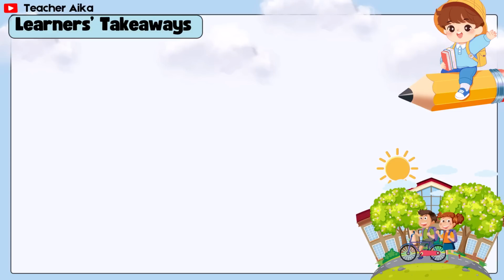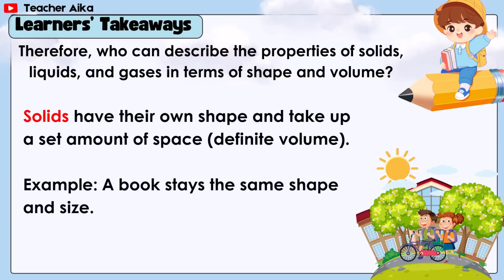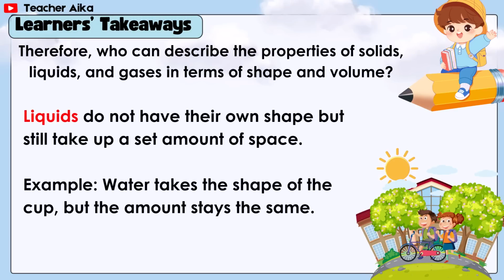Learners' takeaways. Therefore, who can describe the properties of solids, liquids, and gases in terms of shape and volume? Solids have their own shape and take up a set amount of space, definite volume. Example: a book stays the same shape and size. Liquids do not have their own shape but still take up a set amount of space. Example: water takes the shape of the cup, but the amount stays the same.